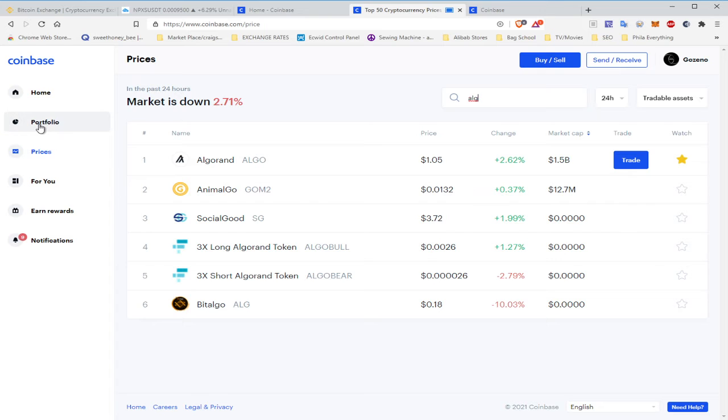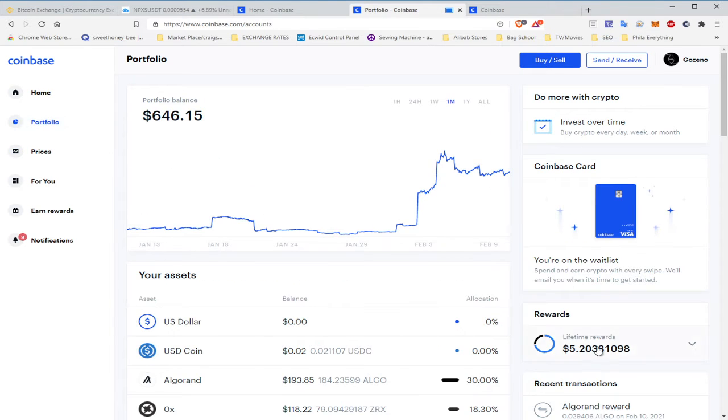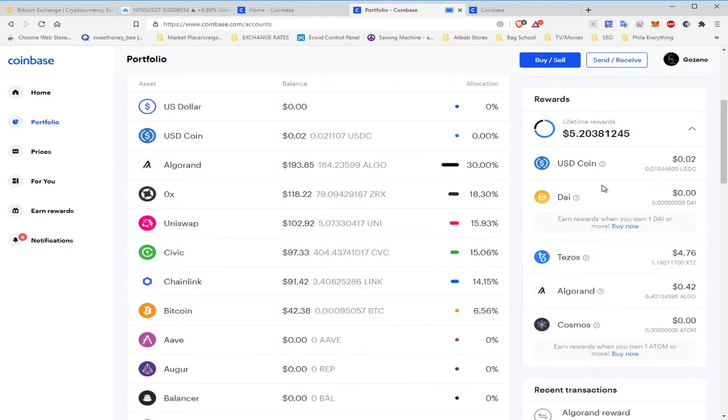Okay, so back to where we were going. Let's go back to portfolio and let's take a look at these. I want to talk about some of these assets on here. You have the USD coin and the DAI coin. So I do want to touch on this really quick. The USD coin and DAI coins are considered stable coins. Now there's several different types of stable coins, but these are the ones that are on Coinbase right now.